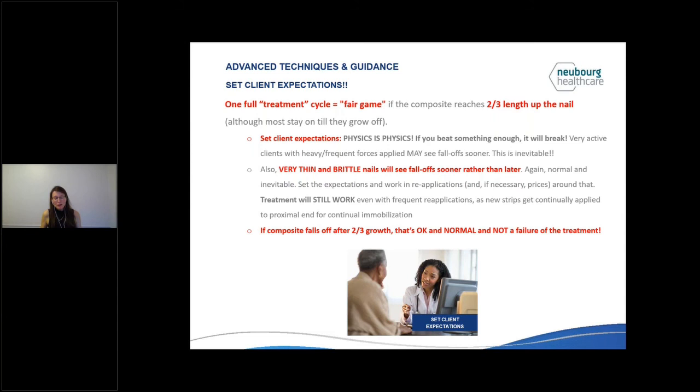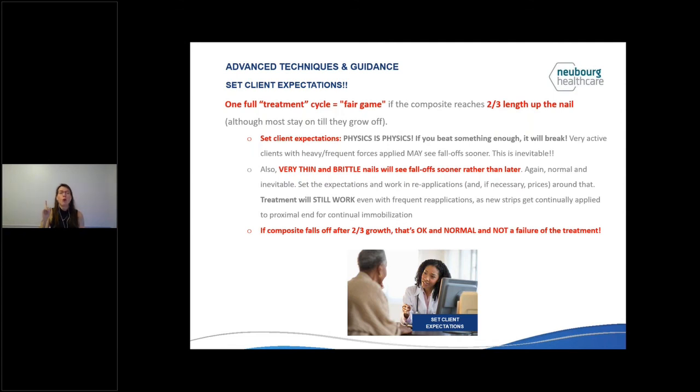For example, again, every nail grows at a different rate. But I have had feedback where one client came back to the Onyfix user after 6 months, and it had reached the 2/3 mark, and around that point it fell off. And the client goes, oh, the Onyfix strip fell off, it doesn't work. And I'm like, that's amazing. It stayed on for 2/3 for 6 months. That's great. It's supposed to do that. And if it does fall off around then that's totally fair game.